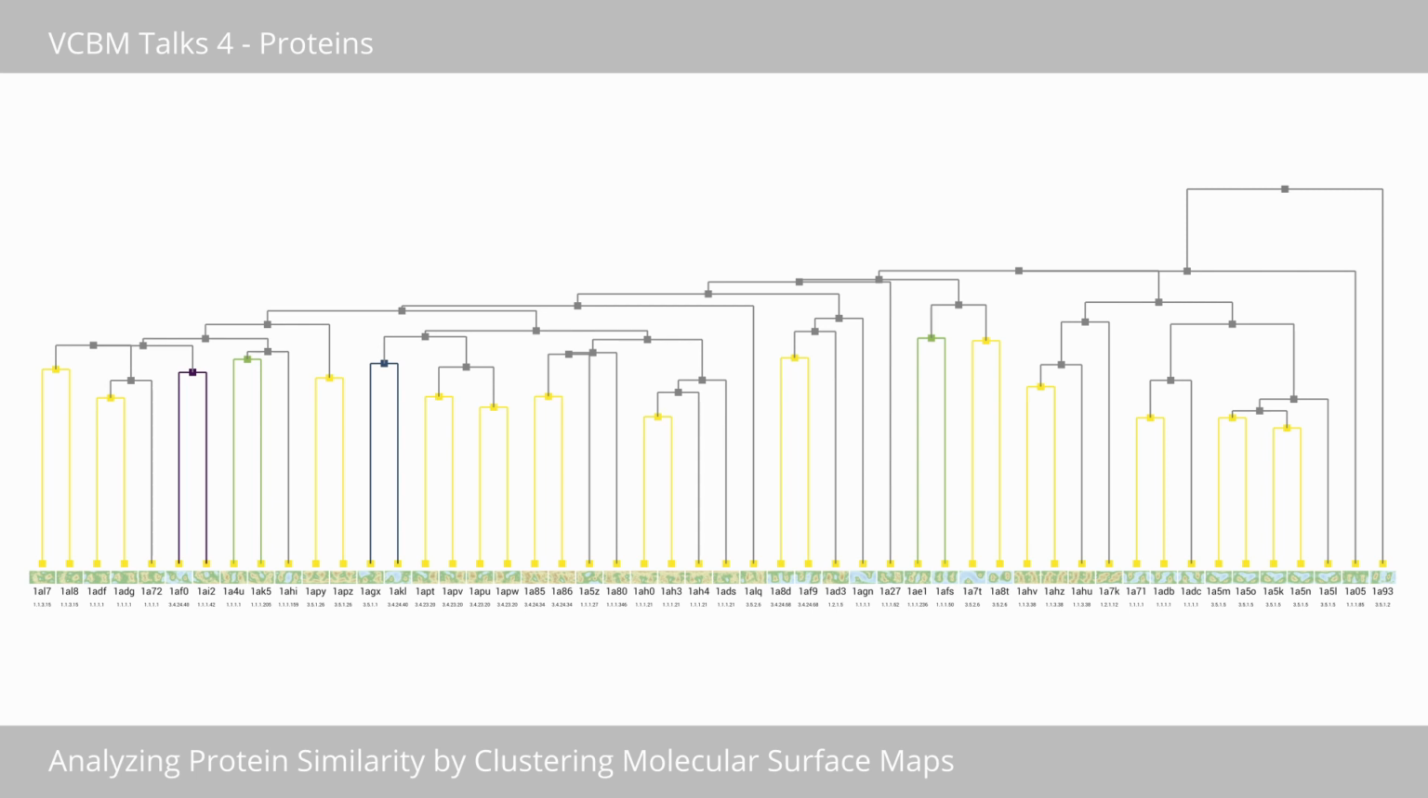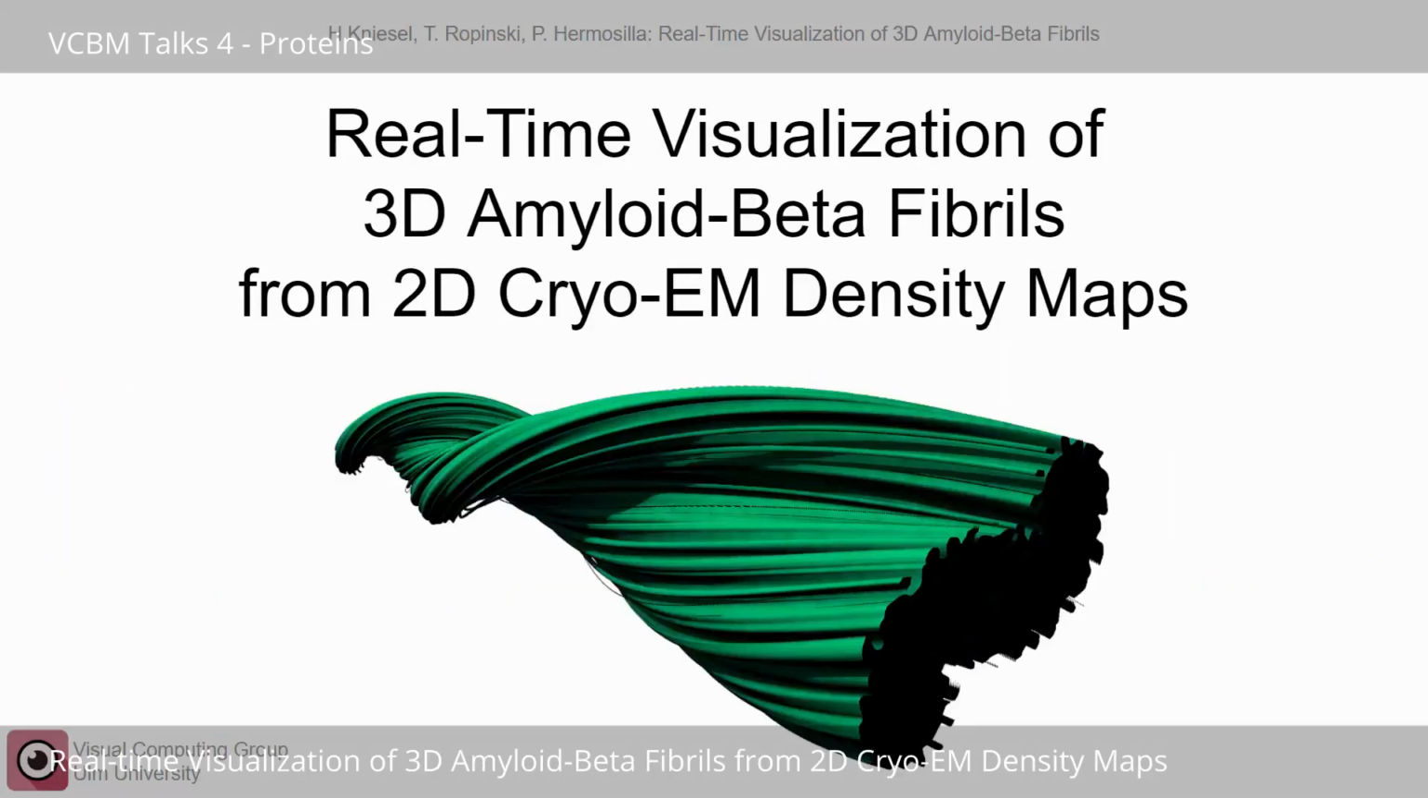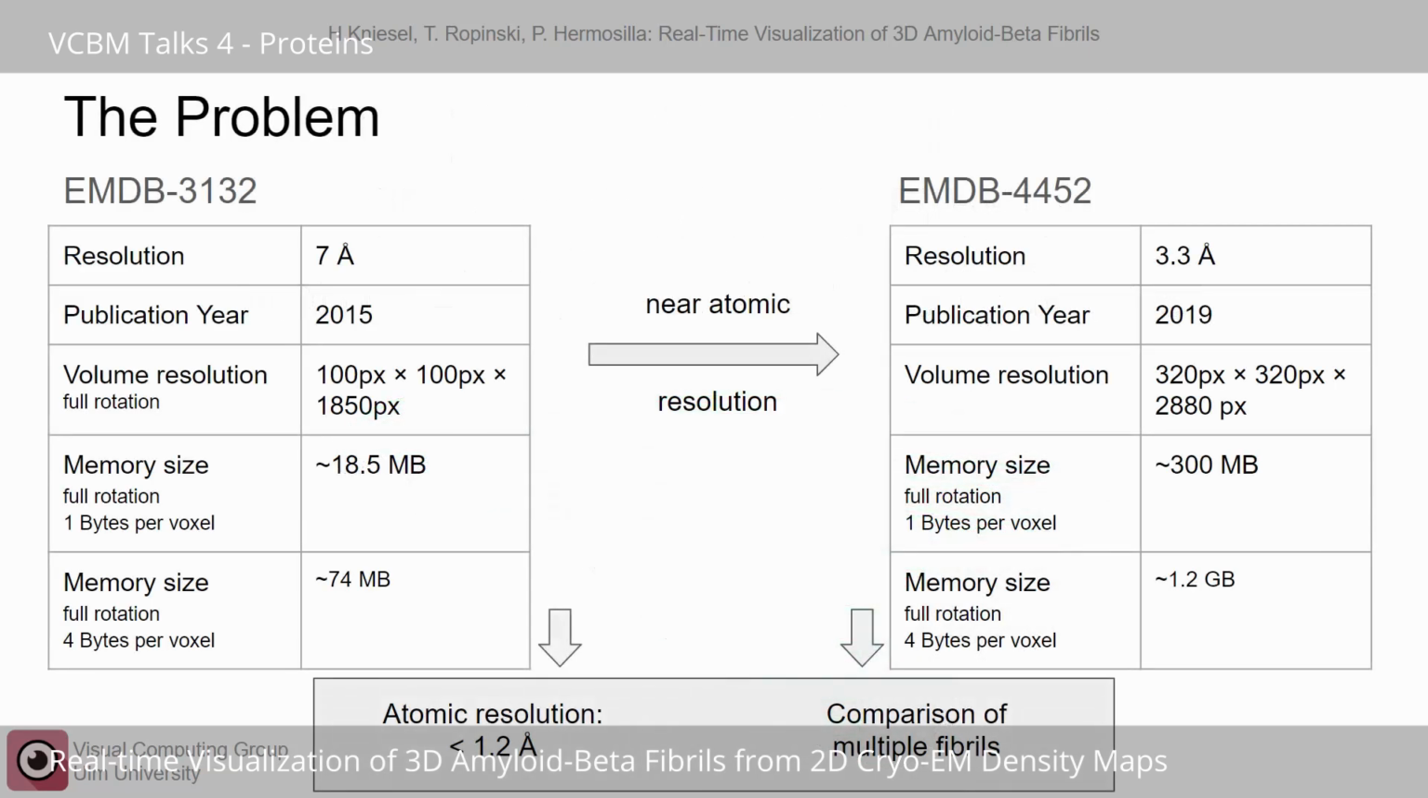compared to other methods. Hello, we present a 3D visualization of amyloid beta fibrils from 2D cryo-EM density maps. During the last years, resolutions of cryo-EM density maps were growing significantly, getting closer and closer to atomic resolutions. With the growth of resolutions, also dataset sizes become larger. Further, during research, a direct side-by-side comparison of multiple fibrils is needed, also increasing dataset sizes.